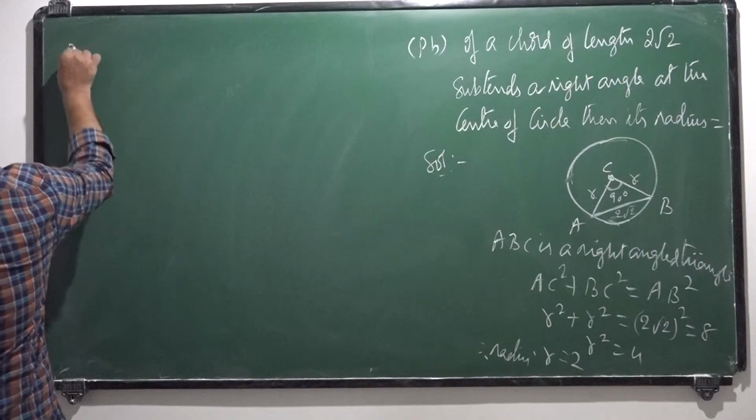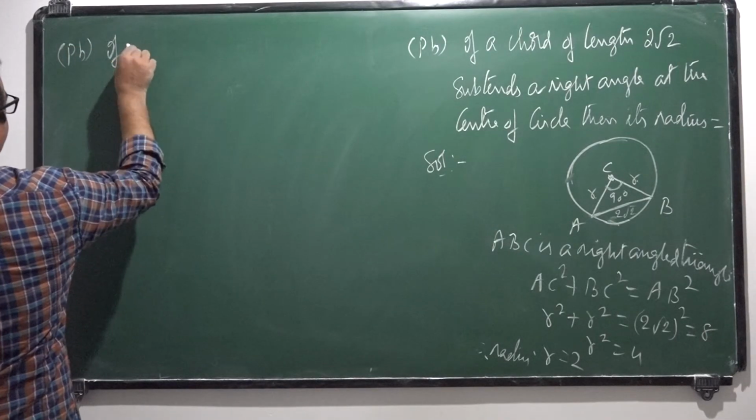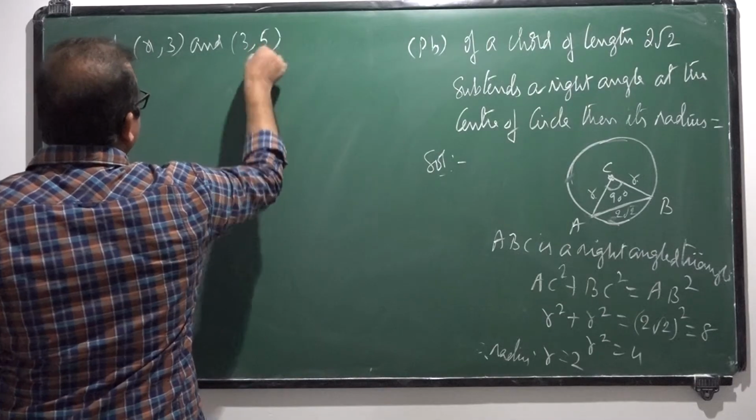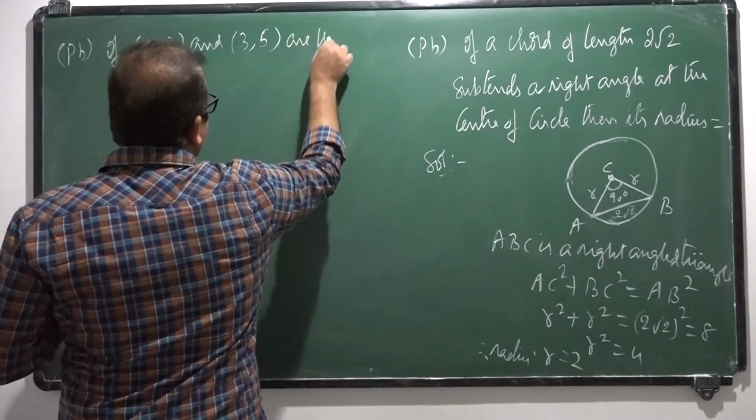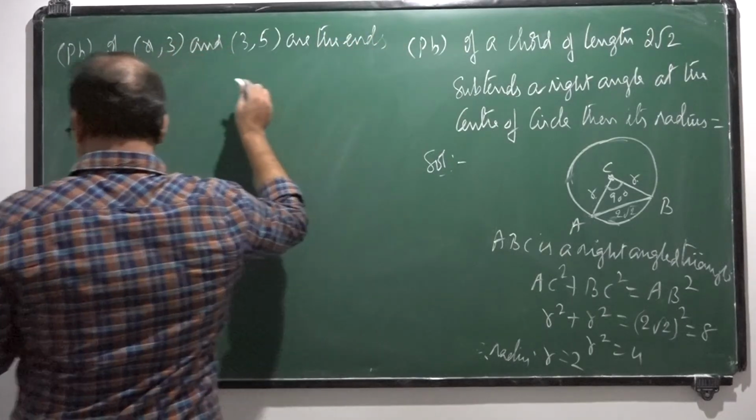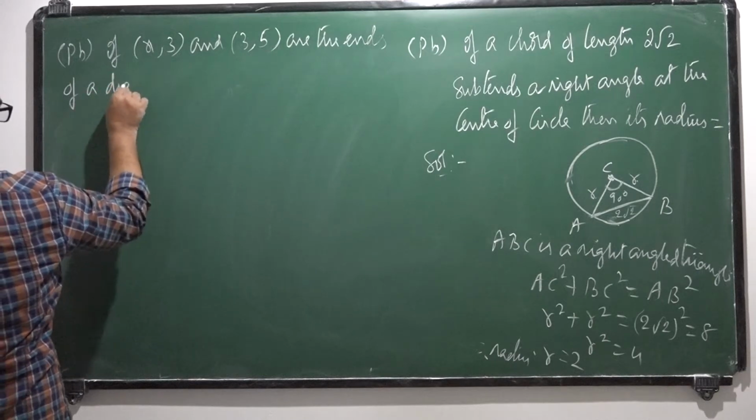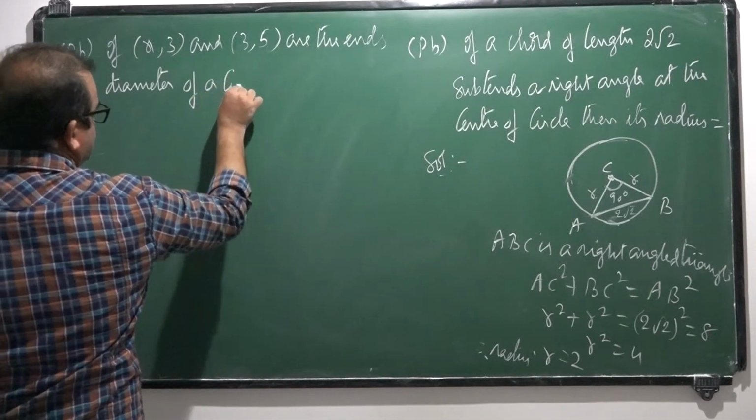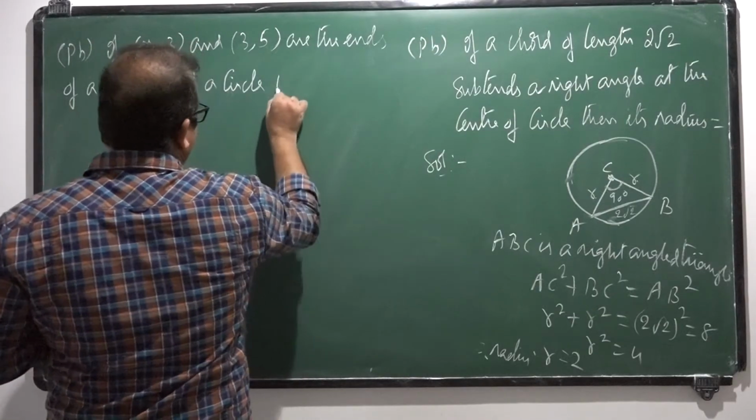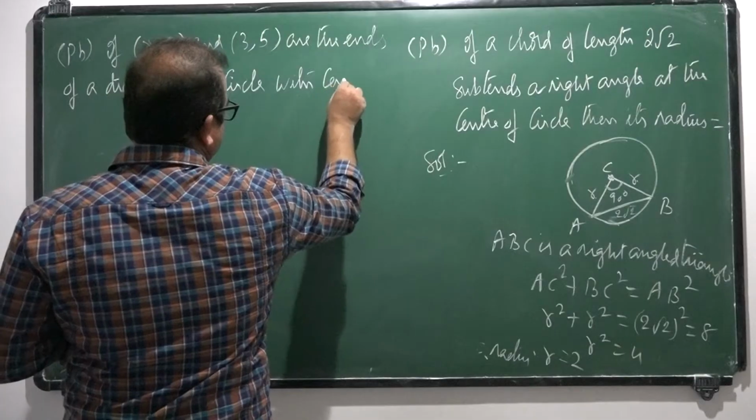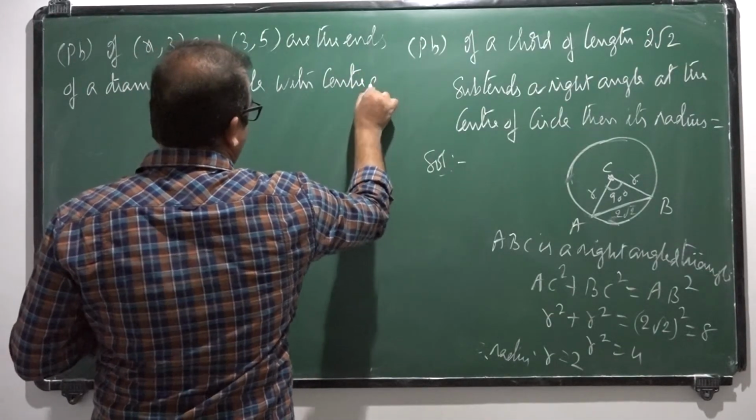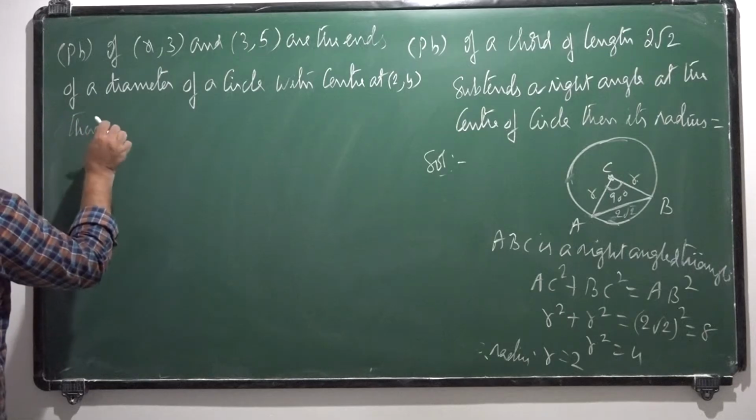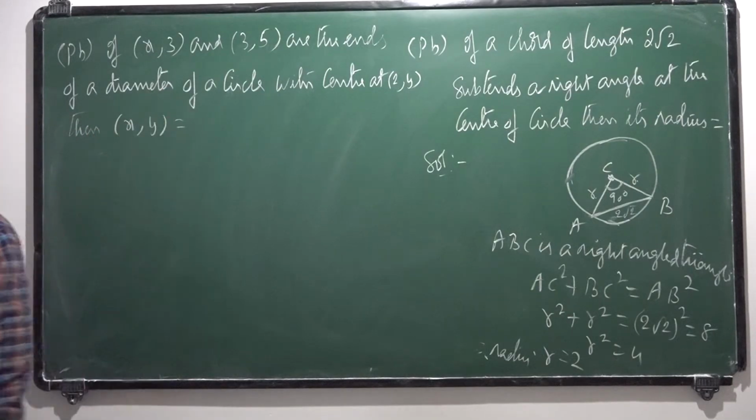Next, if x comma 3 and 3 comma 5 are the ends of a diameter of a circle with center at 2 comma y, then x comma y is equal.